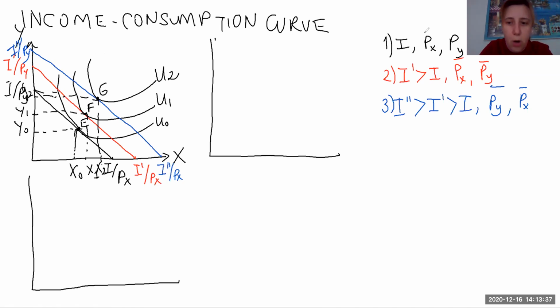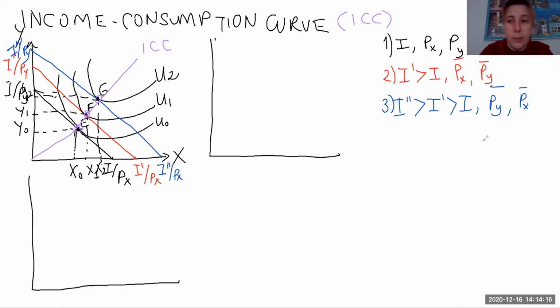Income consumption curve is the locus of these choices of the consumer while the income changes and the prices stay constant. So these points E, F, and G, and all the other possible points while the income of the consumer changes, is called the income consumption curve, ICC in short. And on an income consumption curve, these are all the choices of the consumer.